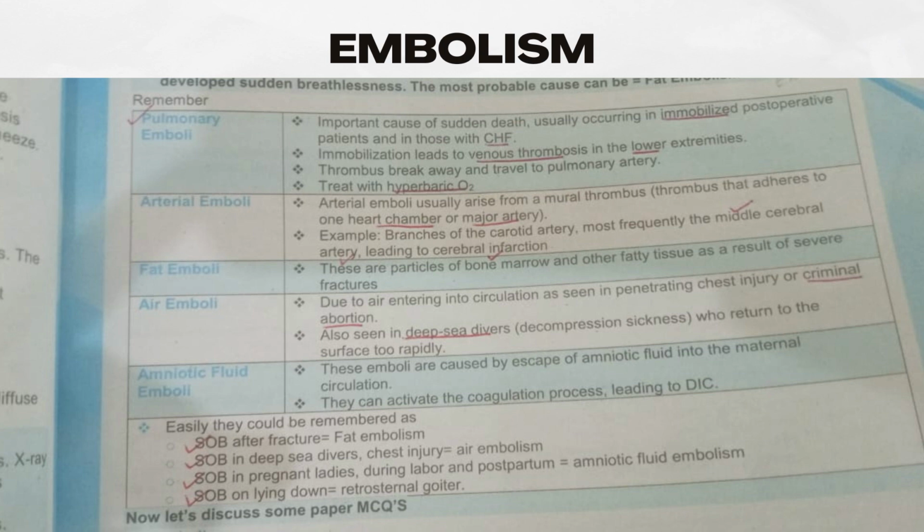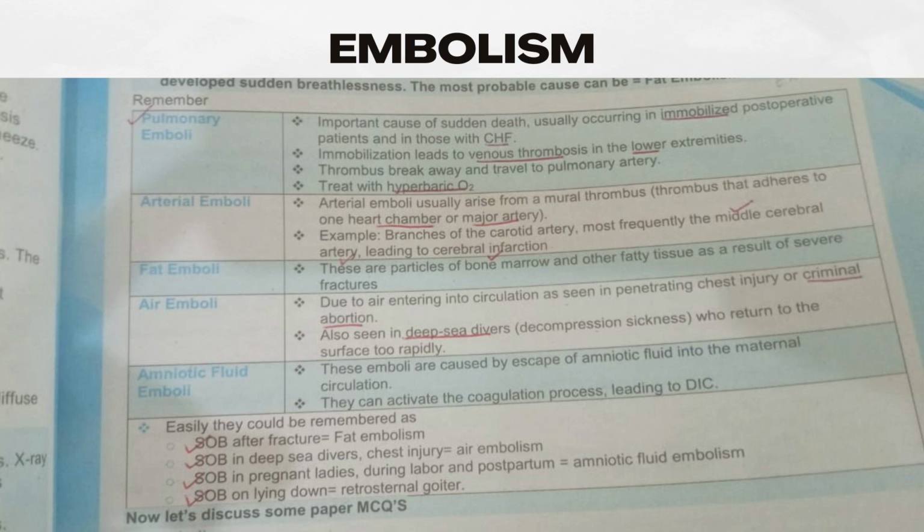Fat emboli are particles of bone marrow and other fatty tissue, seen with severe fractures. So if there is shortness of breath after a fracture, then the answer is going to be fat embolism. Next is air embolism. Air embolism is due to air entering the circulation, as seen in penetrating chest injury or criminal abortion, and it is also seen in deep sea divers. It is decompression sickness in those who return to the surface too rapidly.